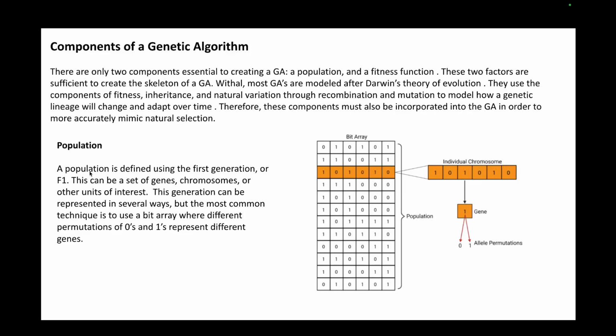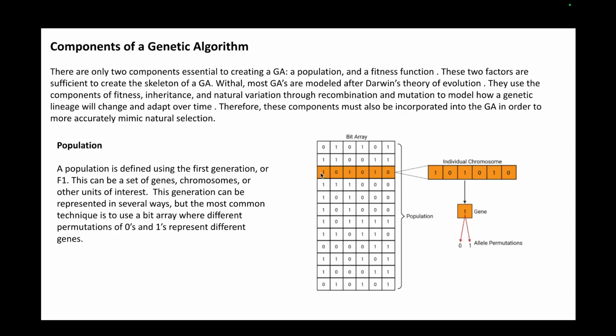So, the first is the population. The population is defined using the first generation, F1. This can be a set of genes or other units of interest. This generation can be represented in different ways, but the most common technique is to have a bit array with different permutations of zeros and ones.